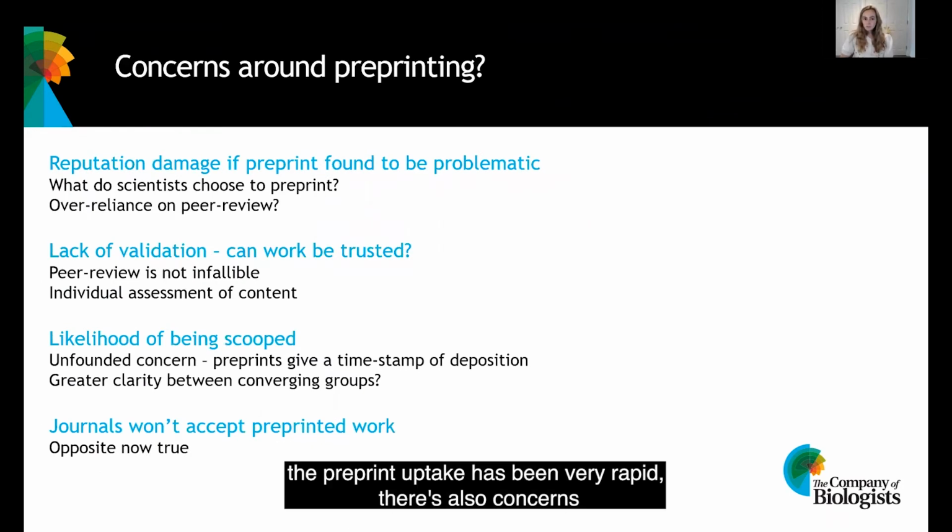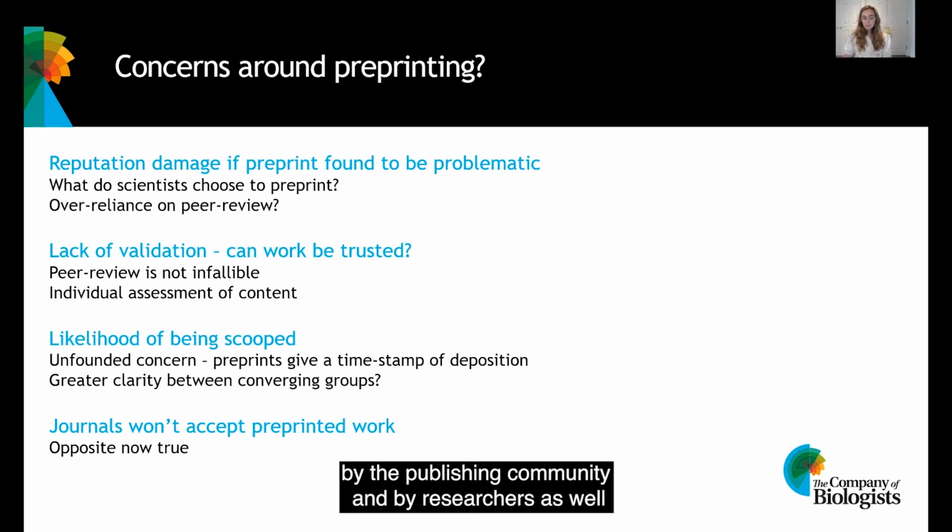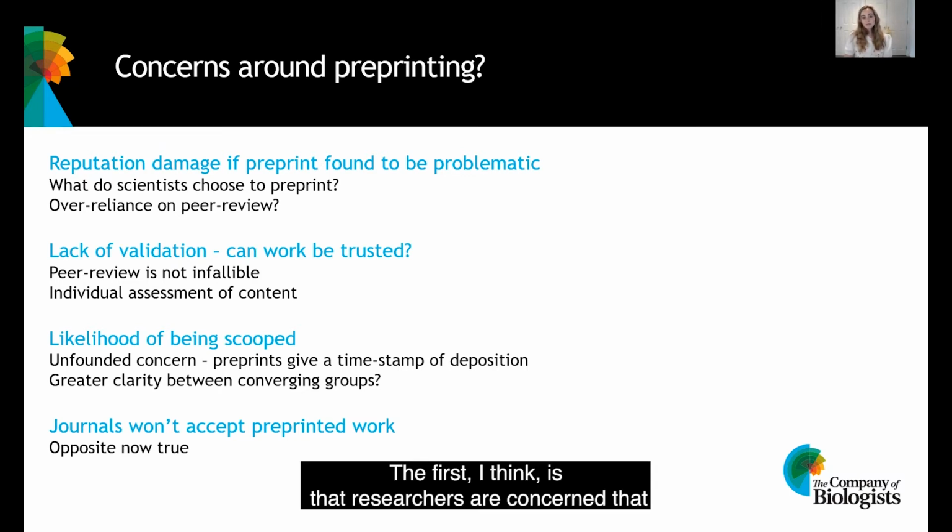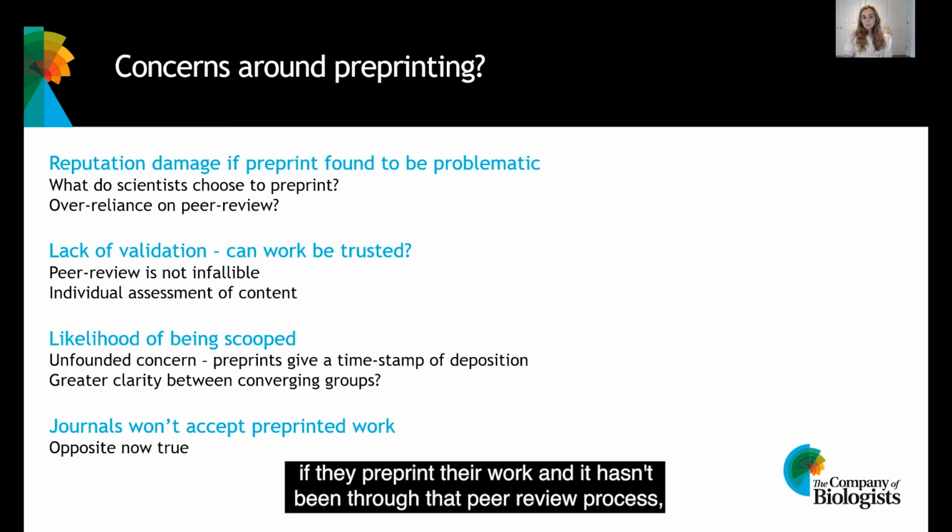But of course, as the preprint uptake has been very rapid, there's also concerns by the publishing community and by researchers as well that there might be some problems with preprinting their work. The first, I think, is that researchers are concerned that if they preprint their work and it hasn't been through that peer review process, and if it's then found to be problematic, that can be damaging to their reputation.